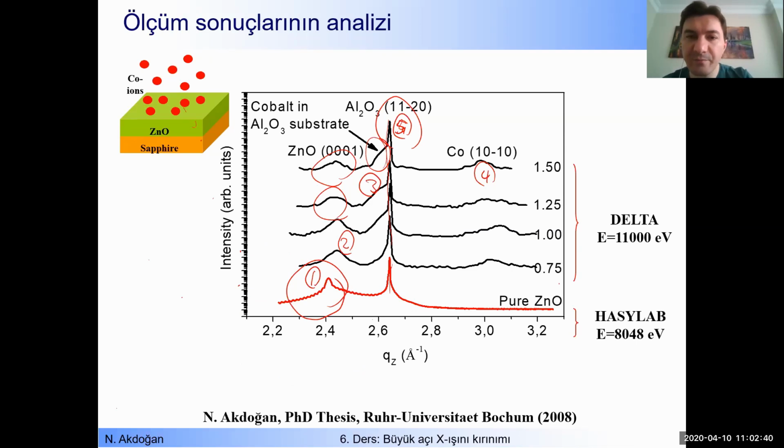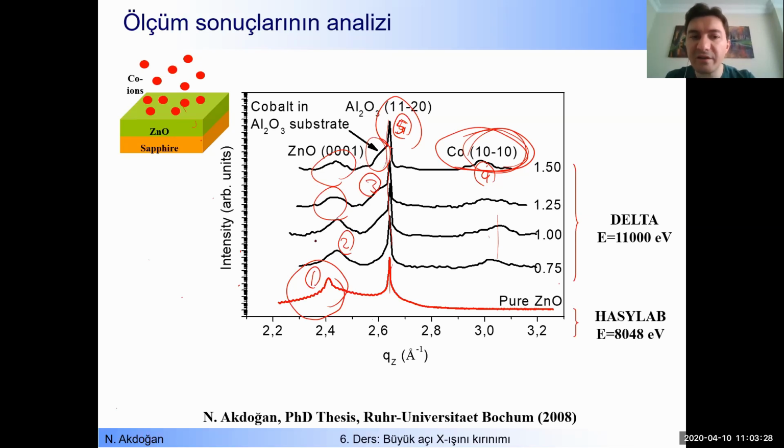Let's continue with the fourth piece of information. Here, why do we see an additional peak? What is the reason for that? At the beginning, we have nothing in pure zinc oxide, but after ion implantation, we have an additional peak, and the intensity of that peak gets bigger. So what is the reason for that? This is related to the cobalt. Cobalt is hexagonal, and for this reason here again we have four numbers, 1 0 -1 0. So we have some cobalt clusters and they form their own crystal structure.